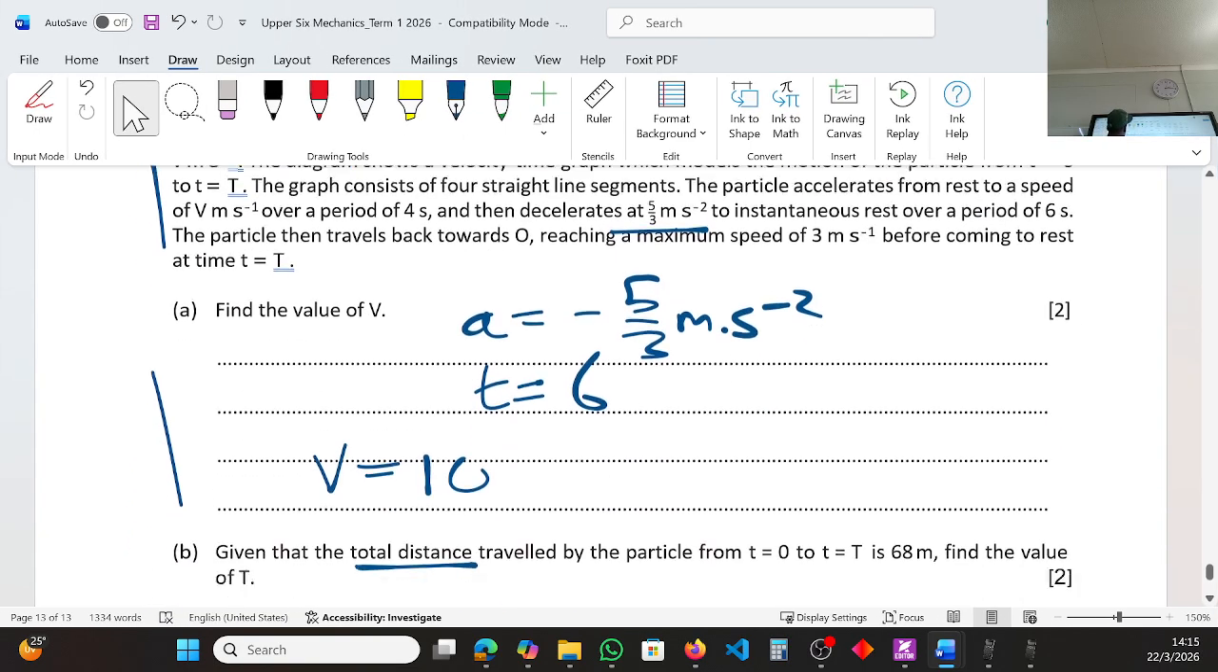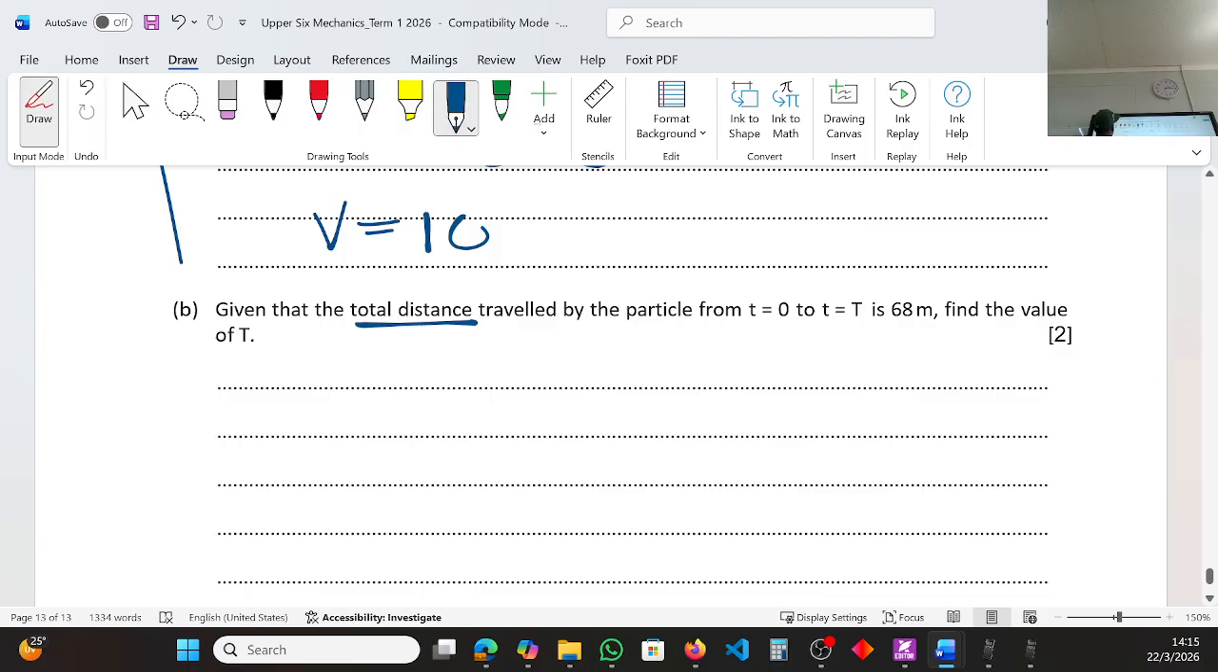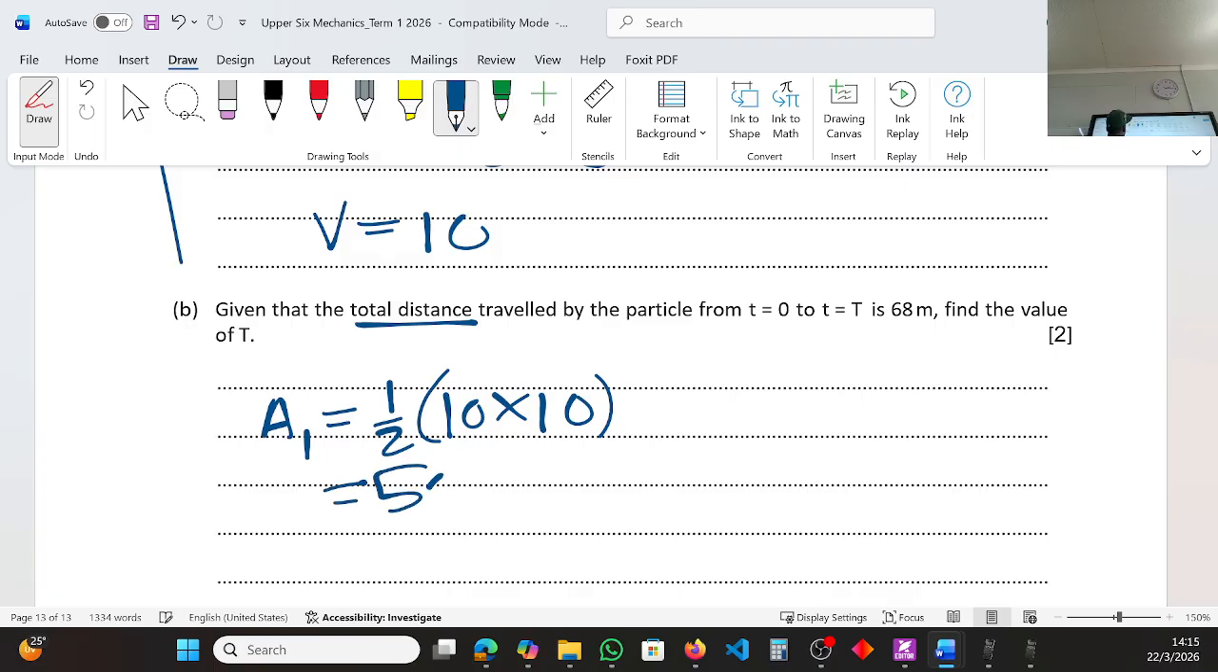So if I come down here, I can say for the first section, area 1 is half times 10 times 10, which will give me 50 meters. But remember, the total distance is given as 68. So if I remove the 50, I'll remain with the distance traveled below the graph, which looks like it's going to be 18 meters.